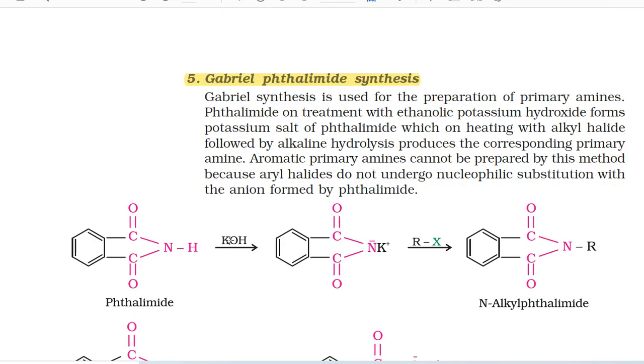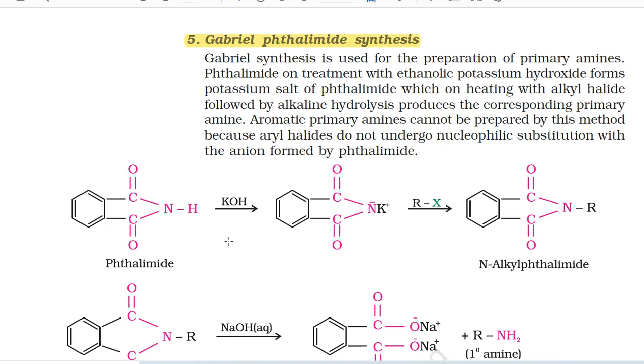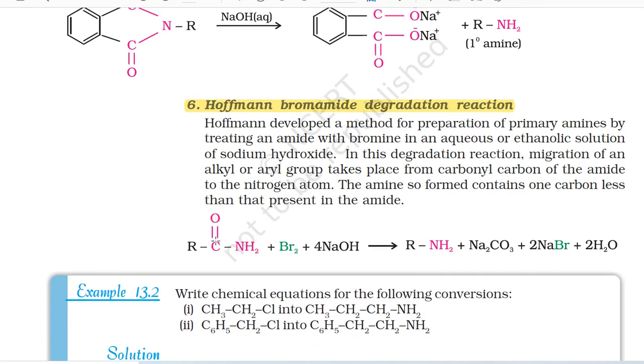Fifth, Gabriel phthalimide synthesis. Gabriel synthesis is used for the preparation of primary amines. Phthalimide on treatment with ethanolic potassium hydroxide forms potassium salt of phthalimide, which on heating with alkyl halide followed by alkaline hydrolysis produces the corresponding primary amine. Aromatic primary amines cannot be prepared by this method because aryl halides do not undergo nucleophilic substitution with the anion formed by phthalimide.